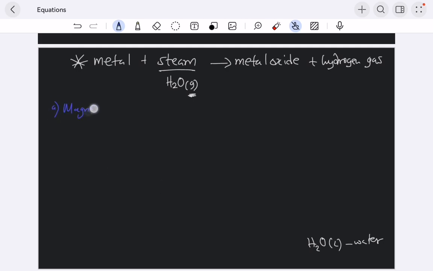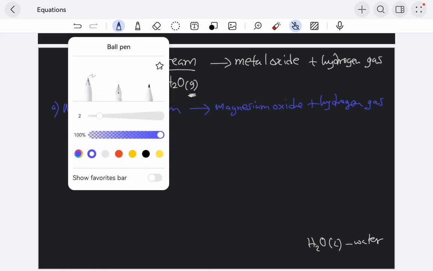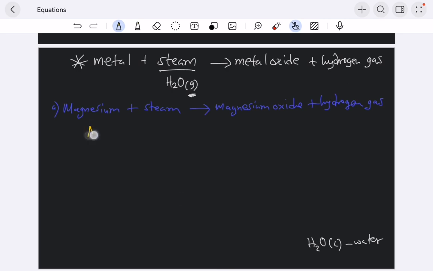Magnesium plus steam. It produces a metal oxide. What is the name of the metal oxide? It's called magnesium oxide, plus hydrogen gas. Let's write the chemical equation. What is magnesium? Capital M, small g. What is steam? H2O with a state symbol G.